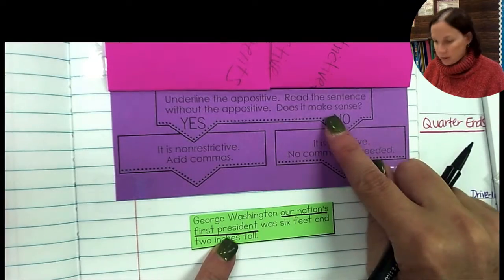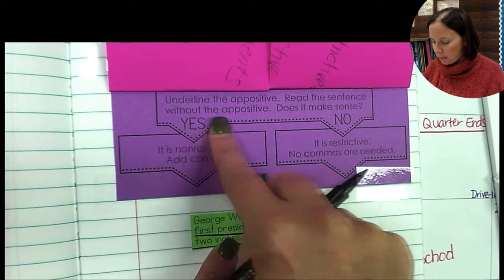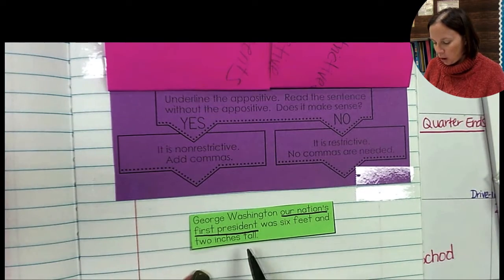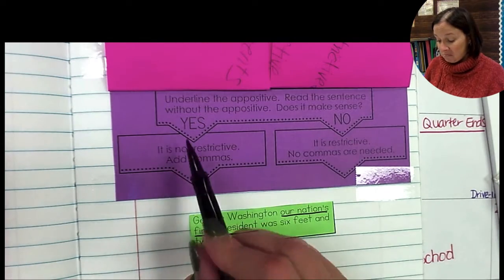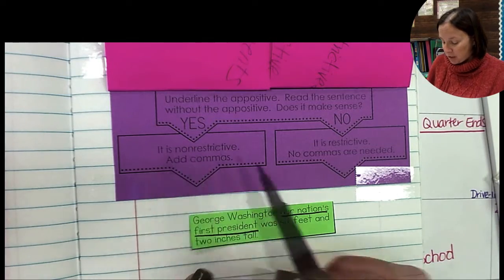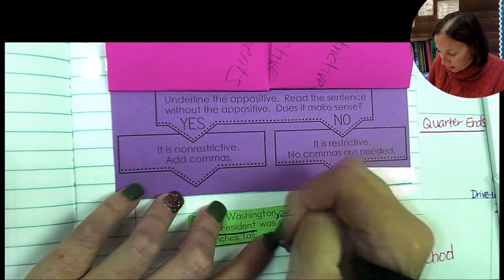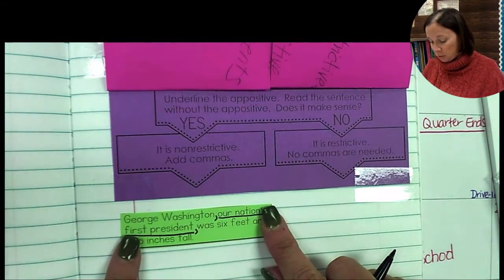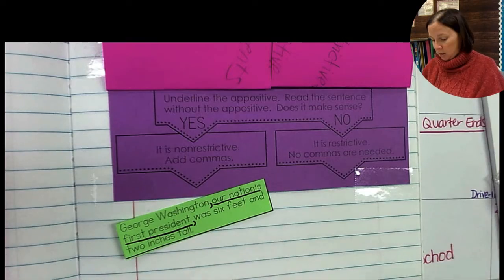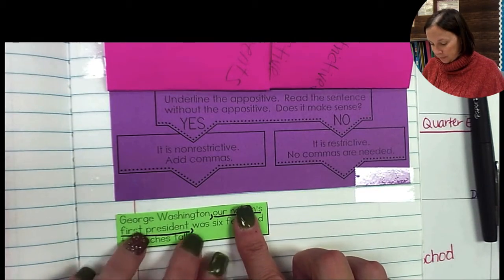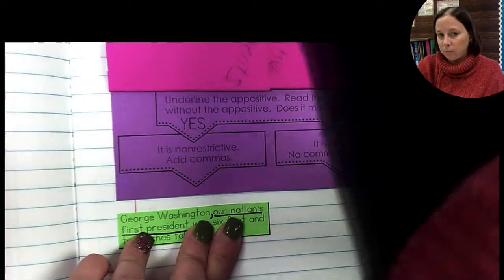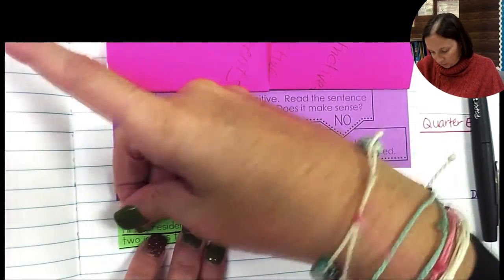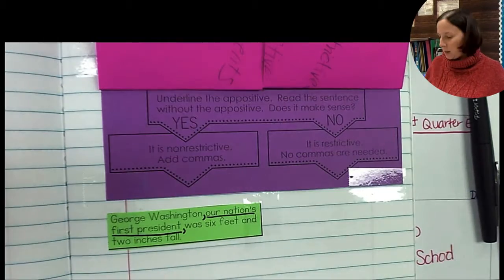Now it says read the sentence without the appositive. Does it make sense? George Washington was 6 feet 2 inches tall. Yes, it makes sense, so it is non-restrictive. So we need to add our commas. So this one is a non-restrictive. Then you are also going to tape it down over on this side. Okay, so that one's taped down.